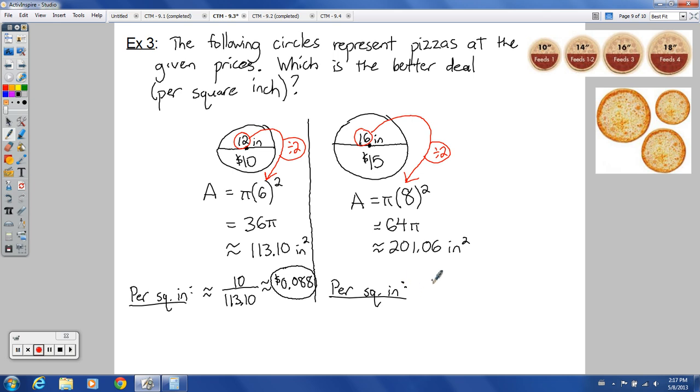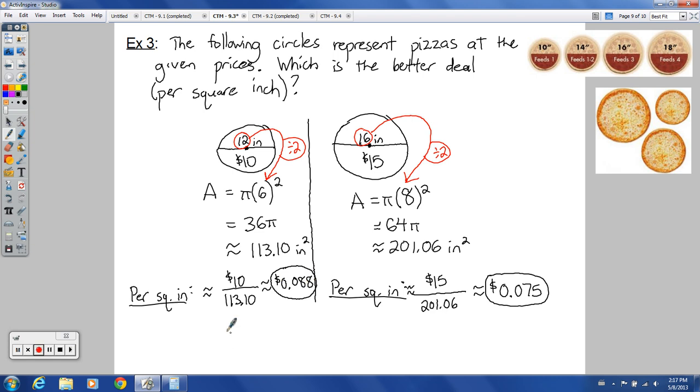So here I've got $15. Let's put $10 there. So we have $15 divided by, this is approximately equal to 201.06. Put that into a calculator, you end up getting this. It's about 7.5 cents or $0.075. So another important piece of information right there. Which one's the better deal? It looks like this one costs a little bit less, about 1.3 cents less per square inch than this one.